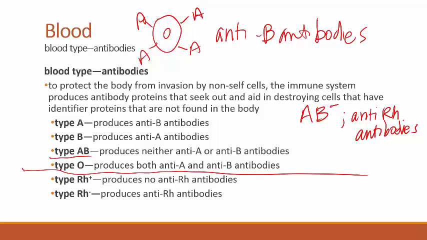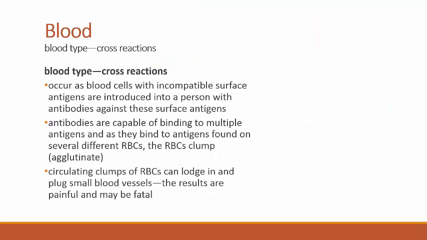So one of your jobs on the test will be, I give you a person's blood type, you have to tell me to whom this person could donate their red blood cells. And you also have to tell me what blood types this person might be able to receive red blood cells from. Okay, so hopefully this all now makes good sense. So let's talk for a moment about cross-reactions and then we'll be done.